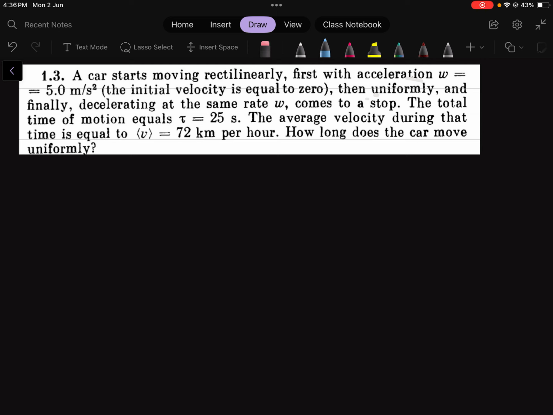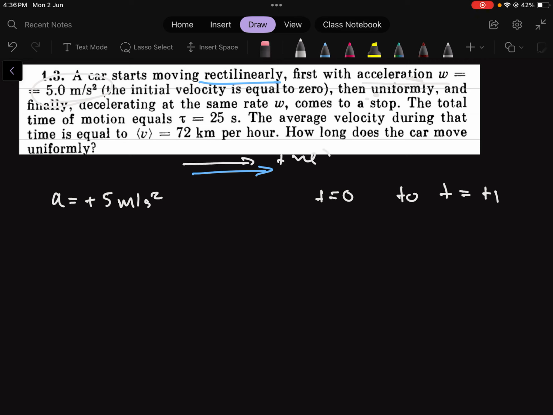So the car starts moving rectilinearly, which means that it's moving in one direction only, first with an acceleration omega equal to 5 meters per second squared. So let's just break the total motion into intervals of time, okay? From t equal to 0 to t equal to t1, the car is moving with a constant acceleration of 5 meters per second squared in this direction. This direction I'm taking to be positive, right?